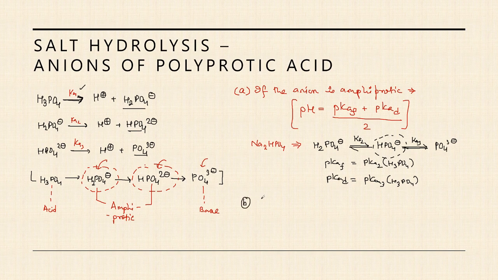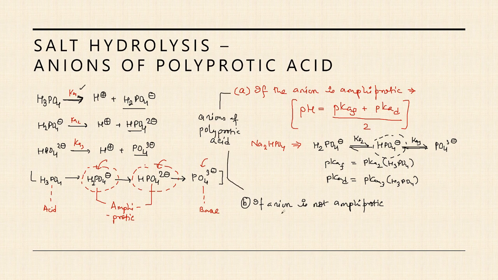Another case that arises is if the anion is not amphiprotic. We are looking at anions of polyprotic acid. A polyprotic acid can produce an anion which is not amphiprotic, and this is this one.